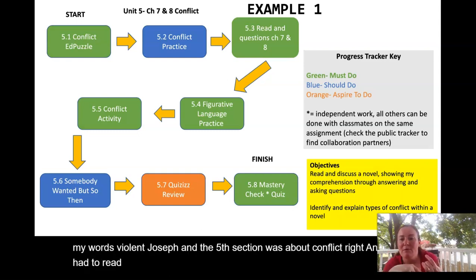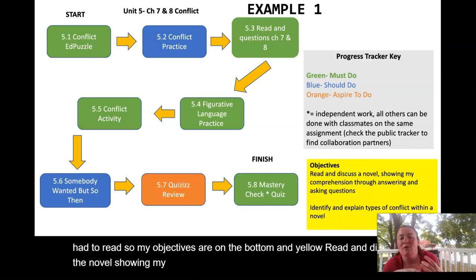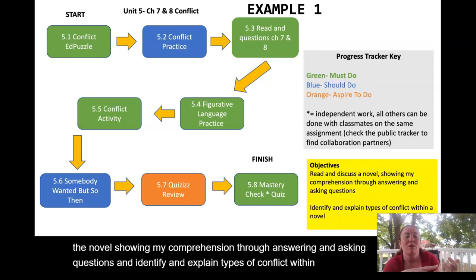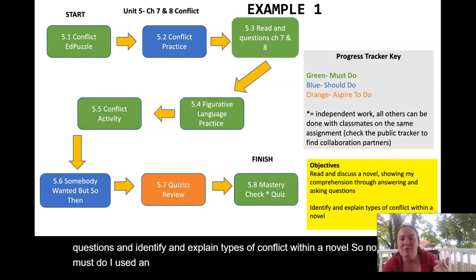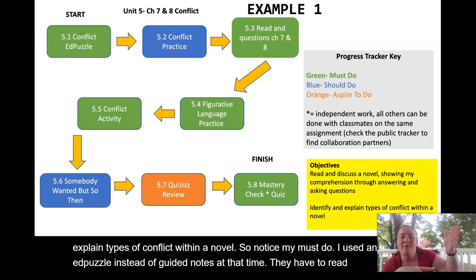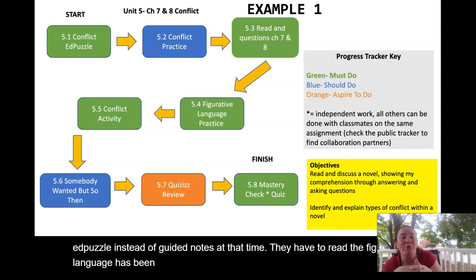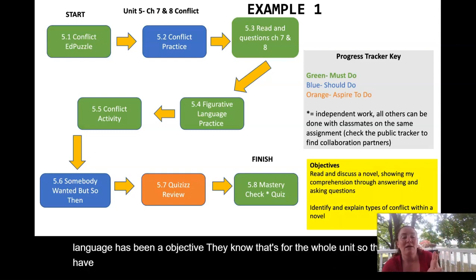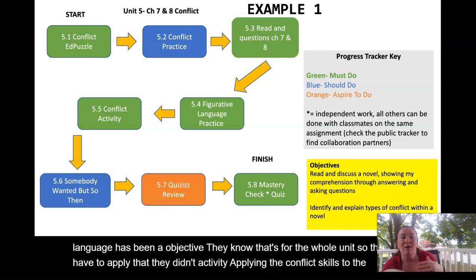So my objectives are on the bottom in yellow. Read and discuss a novel, showing my comprehension through answering and asking questions, and identify and explain types of conflict within a novel. So notice my must-do: I used an EdPuzzle instead of guided notes that time. They have to read. The figurative language has been an objective. They know that's for the whole unit, so they have to apply that. They did an activity applying the conflict skills to the book, and the mastery check.